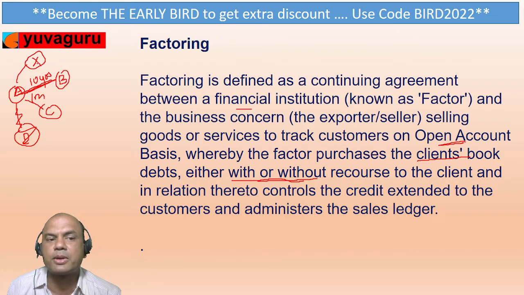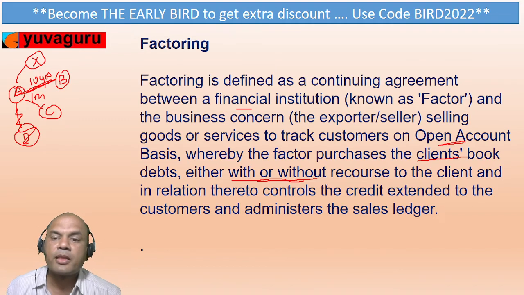If B does not pay to X, then does bank X have the right to go back to A and recover the funds? If it is with recourse, then X can call on A and ask for the money. But if it is without recourse, X cannot call A and ask for money. That's known as without recourse. So the loss needs to be borne by X bank at that time. That is meant by without recourse.